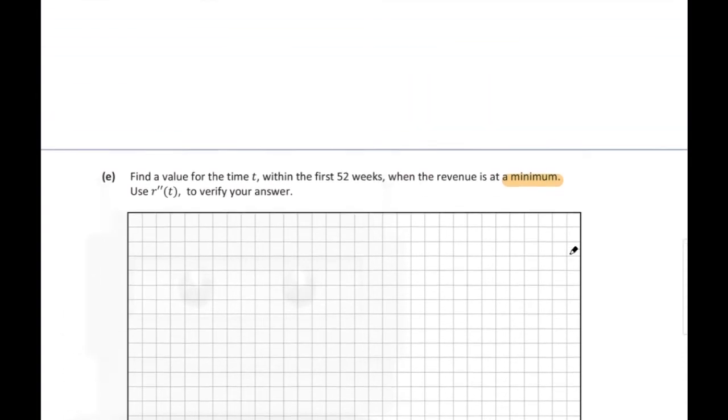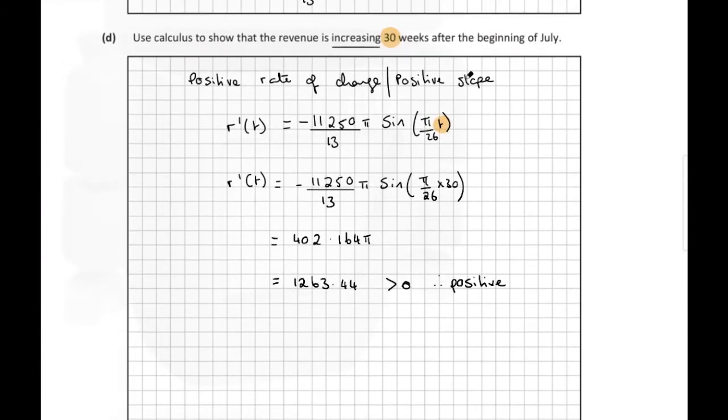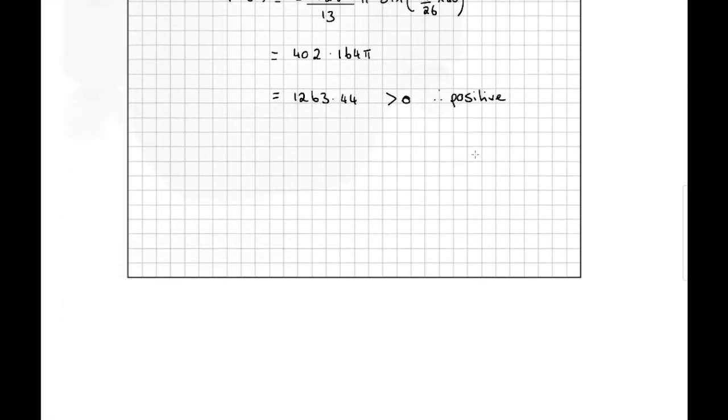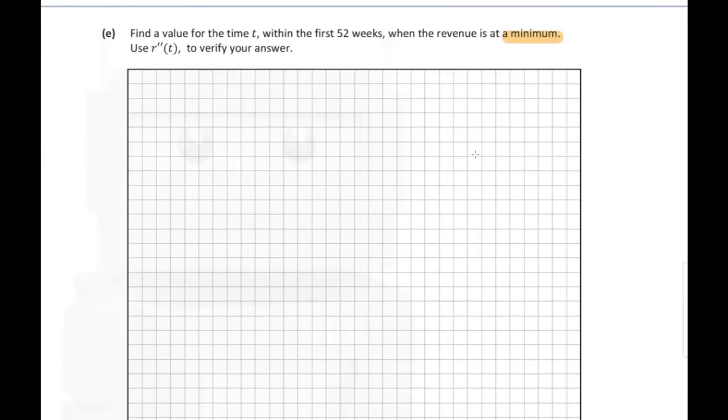Okay, so we need to go back up, and I need to get what the derivative was. So this was it. And what I know now is we're at a minimum, and when we're at a minimum, the differential is going to be equal to 0. So here we have it.